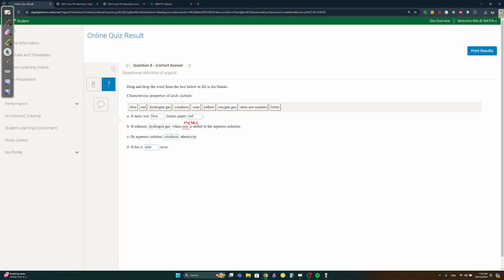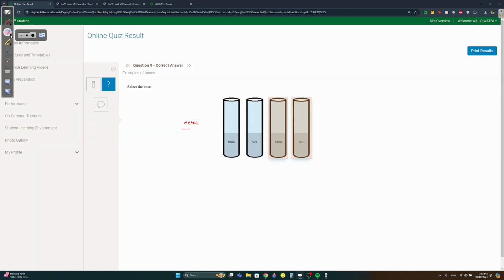Its aqueous solution, when you dissolve an acid, what happens? It conducts electricity. It has a sour taste, right? Like, these weren't in the notes. These were some stuff that are not in the notes that we'll get.